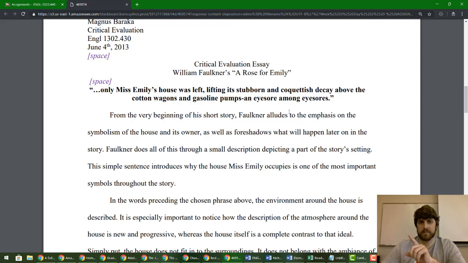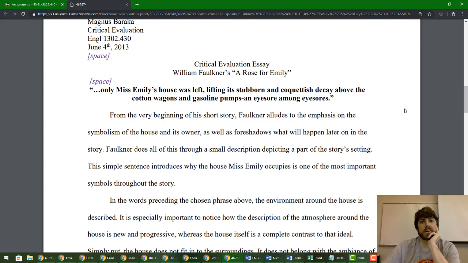So that story, this student found this sentence: "Only Miss Emily's house was left, lifting its stubborn and coquettish decay above the cotton wagons and gasoline pumps, an eyesore among eyesores." I was really impressed with the sentence choice, although I was also a little wary when I first read it because I didn't remember this sentence being in the story. I looked up the story. I did a find for the word coquettish. Sure enough, it's in the story, in the first couple paragraphs, and I was like, all right. And I checked my textbook to be sure. It was in there. I said, whatever.